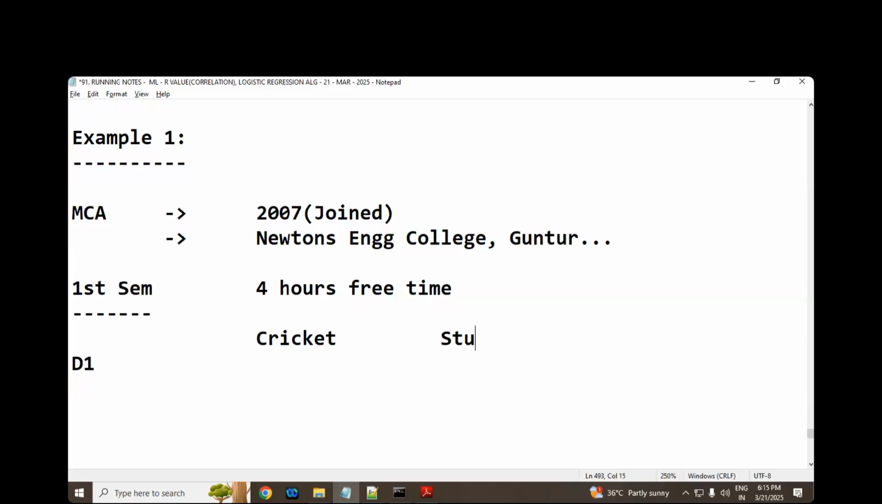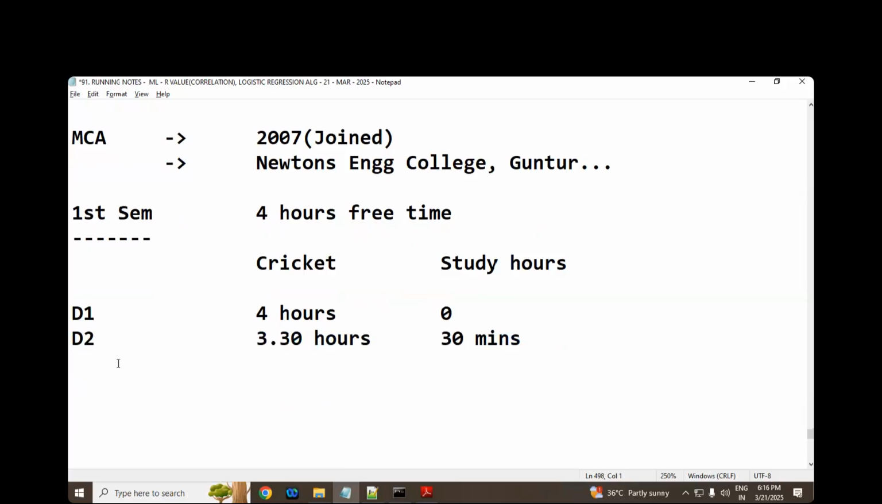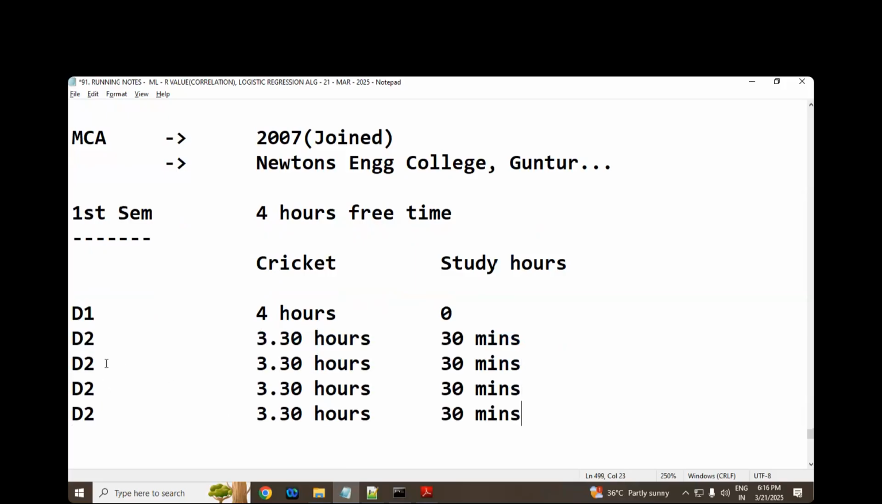Cricket, the next one will be study hours. Day number 1, sir, literally I spent a total of 4 hours for cricket, 0 hours for study. Day number 2, 3.5 hours completely playing cricket, and on an average 30 minutes of study. The whole process is the same till the last semester: D1, D2, D3, D4, D5.